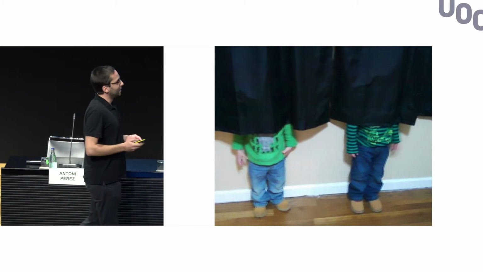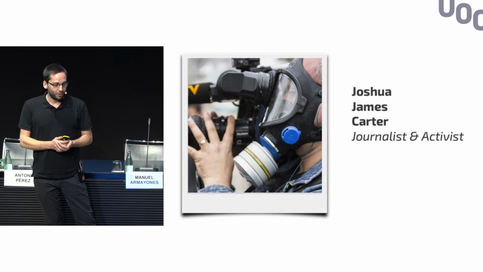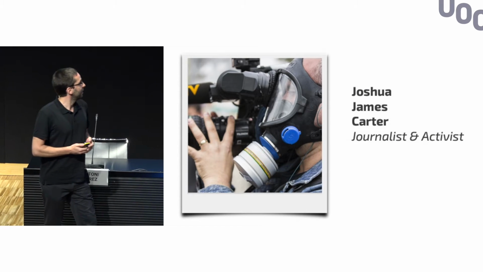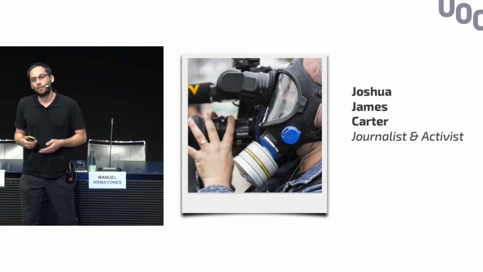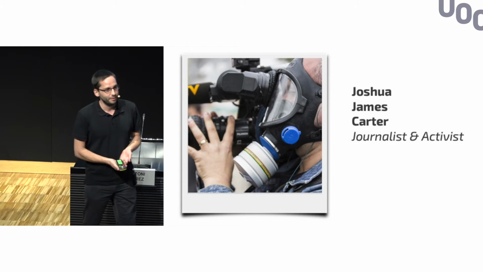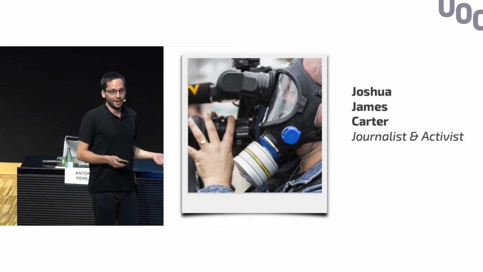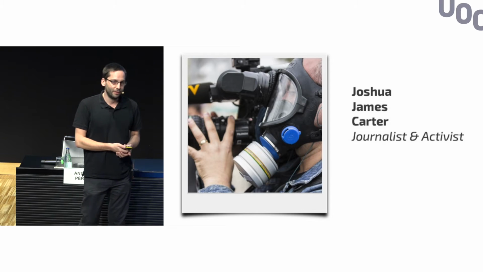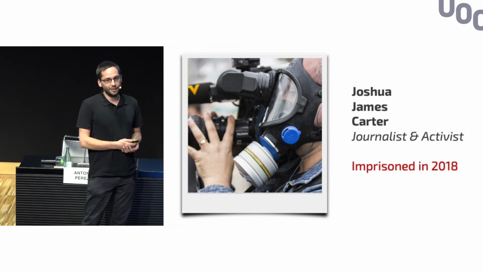And actually, that's what happened to the first person that I want to introduce to you today. The journalist Joshua James Carter. I don't know if you know him, but he is a journalist that was working in the Middle East some years ago. And one of the things that he was doing was taking pictures and gathering data about the government and publishing it in an online account on Twitter with a fake name. What happened was that the government pressured the internet service provider and localized him, and he got imprisoned in 2018.